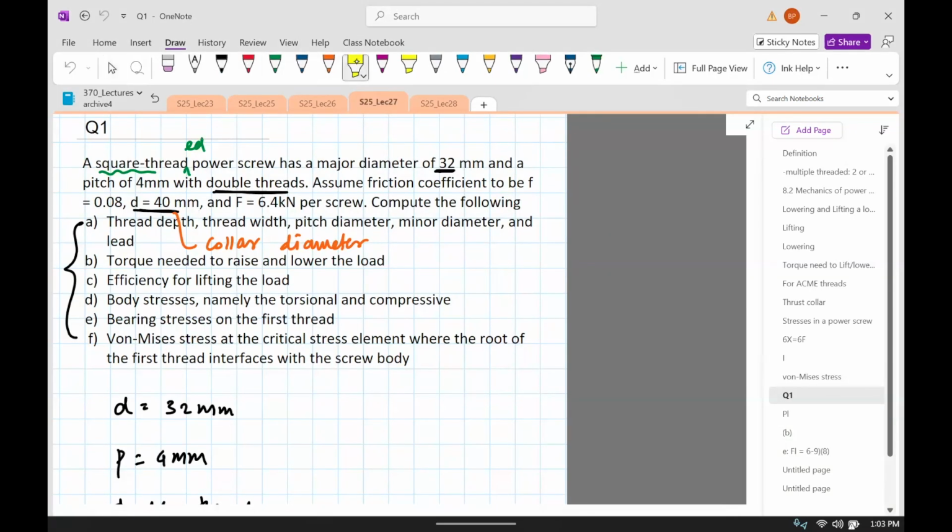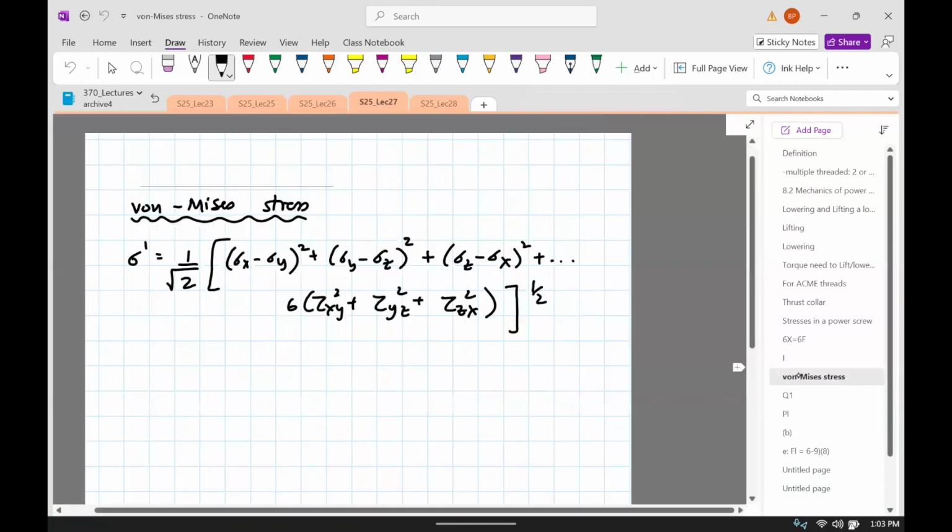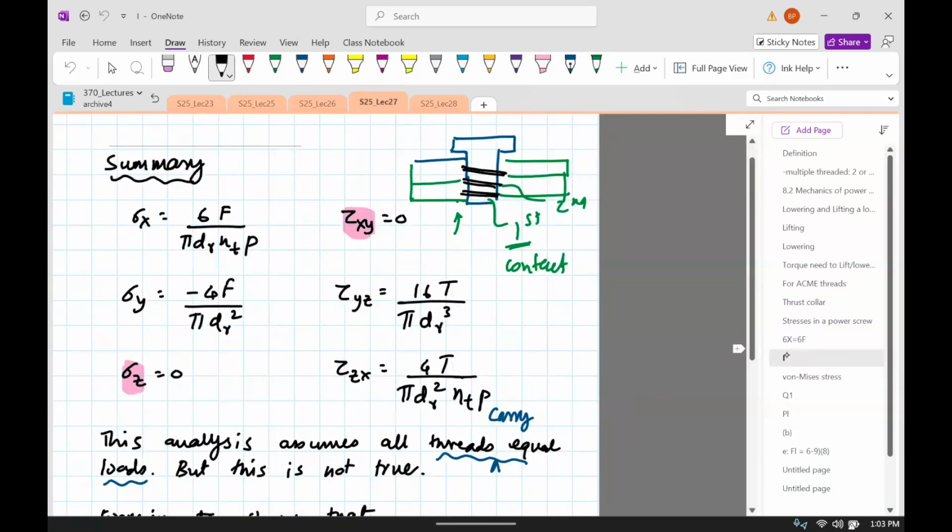We were able to solve A, B, C, which was basically the dimensions, the torque to raise and lower the load, and then efficiency. Let's look at the body stresses, torsional and compressive. So next part is D. Torsion stress. Okay, so for that, the expression was here, it's because of the torque.